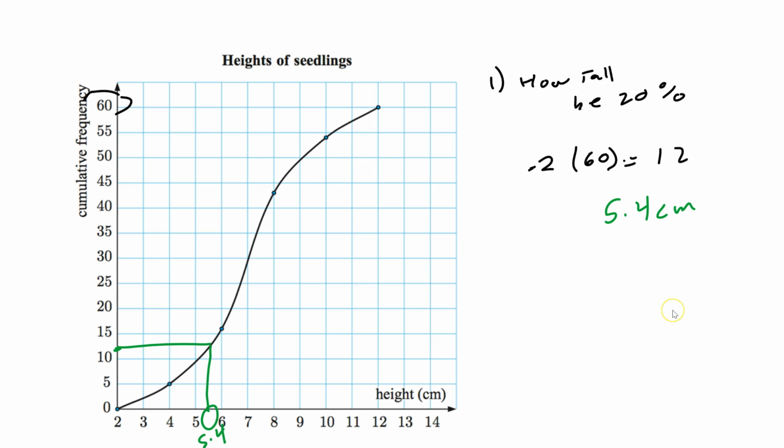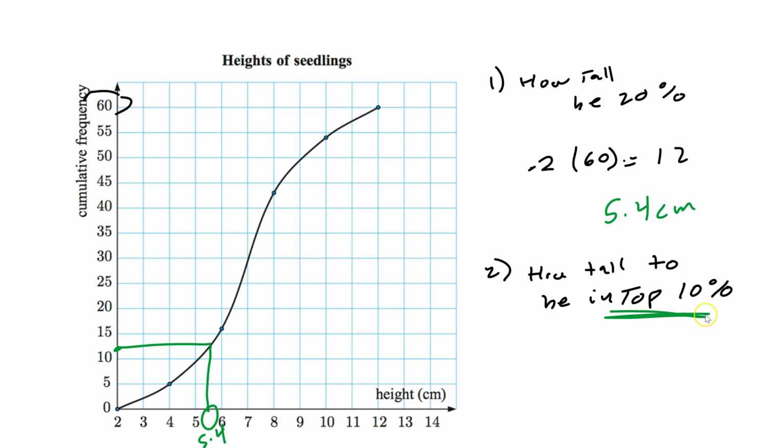So that's how we do it when they ask you for a percentile. Similarly, but slightly different, they could switch it up a bit. They could ask, how tall does a seedling have to be to be in the top 10 percentile? Now, very similar prompt, but that word top changes it considerably.